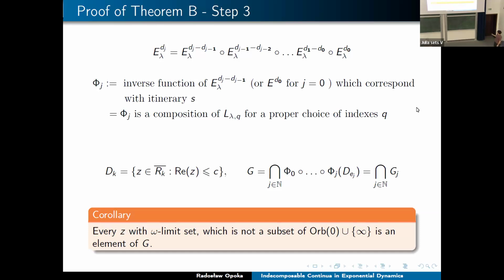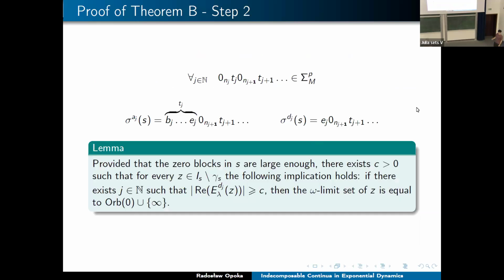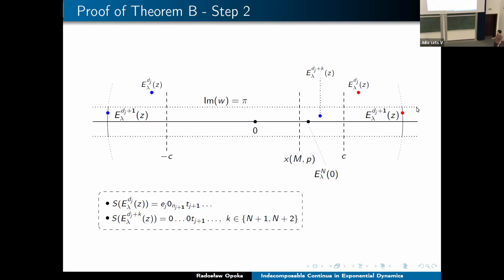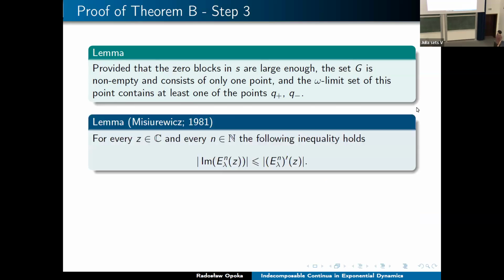Because if there is a moment Dj at which the Dj iteration of our point lies to the left from the Dj set or to the right, then we use this lemma, and this point has an itinerary, with an omega limit set of this form. And so now we only want to prove that this set is in fact non-empty, contains only one element, and we'll see that this element has an omega limit set which contains at least one of these points.